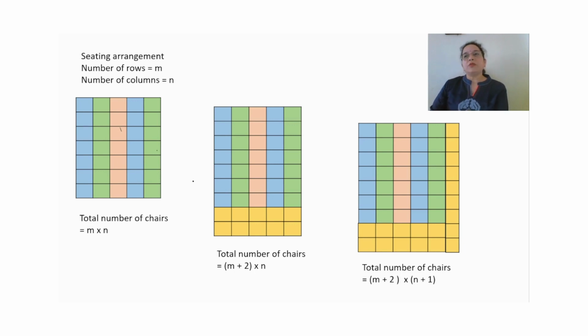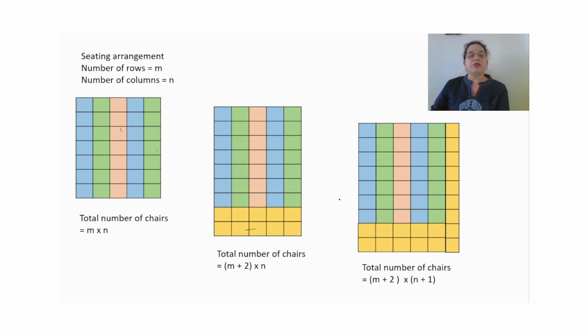But after some time, after 10 to 15 minutes, we come to know that the number of chairs is less. हमें और चेयर्स की ज़रूरत है. तो हमने क्या किया, ग्राउंड में पीछे जो प्लेस बची हुई थी वहाँ पे हमने 2 रोज और ऐड करने के लिए कह दिए. So now the total number of chairs will be, रोज में हमने 2 ऐड कर लिया. So m plus 2 multiplied by n. हमने कॉलम को अभी कुछ भी चेंज नहीं किया.